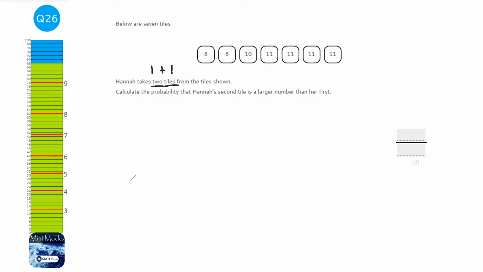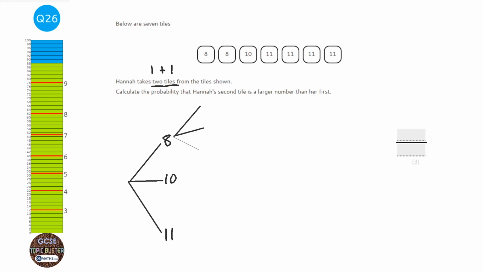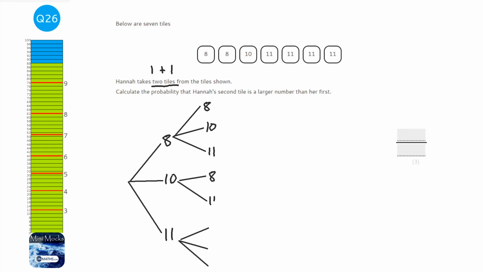So the first pick can either be an 8, a 10, or an 11. And then the next pick: if you pick an 8, you can pick another 8, a 10, or an 11. If you pick a 10, you can only ever pick an 8 or an 11, because there's only one 10. And then with an 11, you can pick any of the 3 again. So with 8, you can pick another 8, 10, 11. With a 10, you can pick an 8 and 11. And with an 11, 8, 10, and 11.